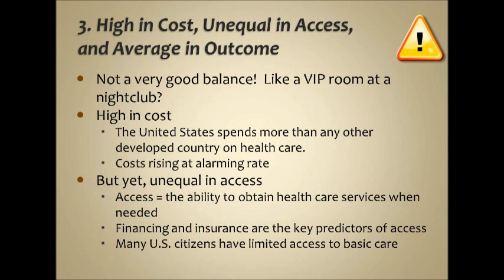How does that happen? Access is the ability to obtain healthcare services when needed. It is very unequal in the U.S. When people need healthcare services, not all of them have access. Financing and insurance are the key predictors of access. And since many U.S. citizens have limited access to basic care, they are not even going and they are not even contributing any money to the system. So why does it cost so much? Why is it unequal in access? And at the end of the day, after it costing so much and having not everyone use it, why is it so disappointing in outcome?